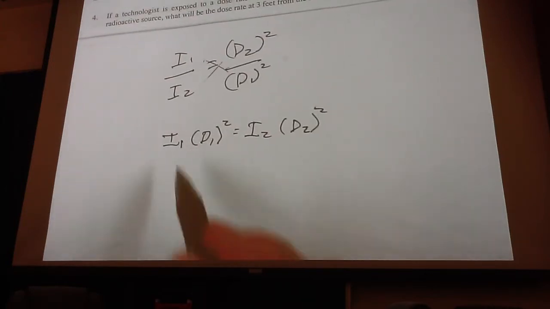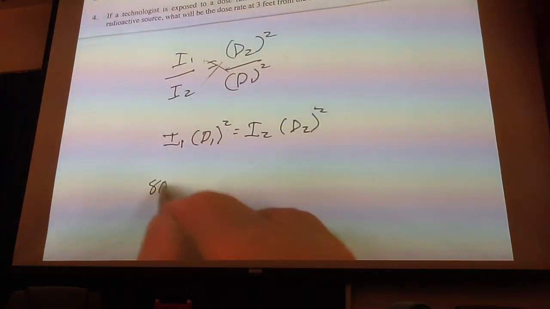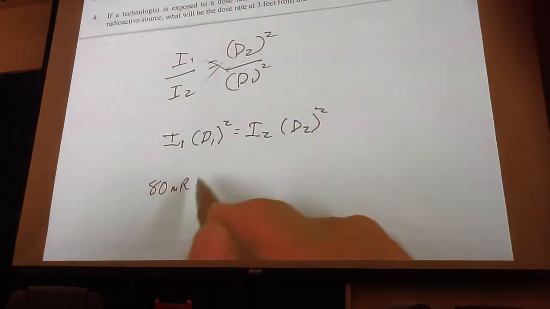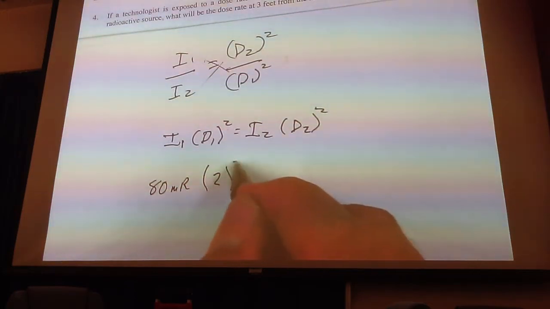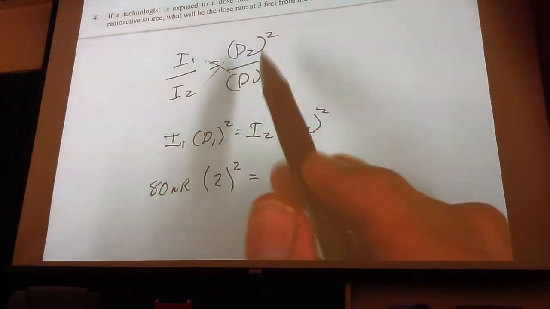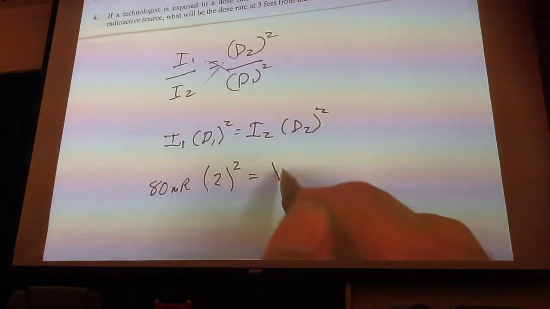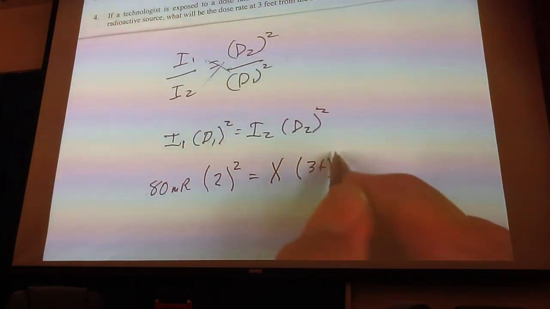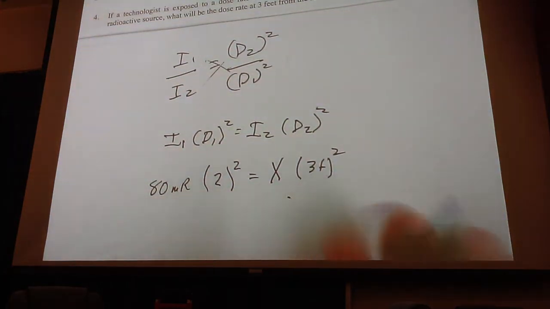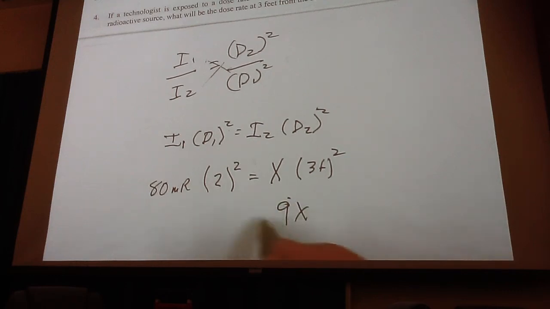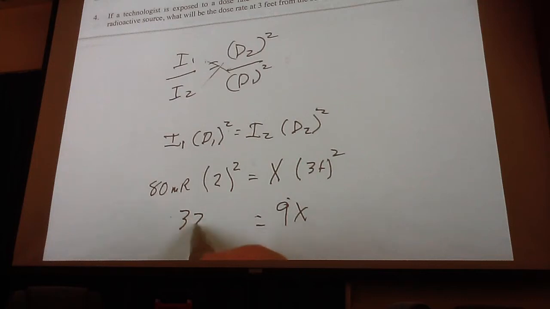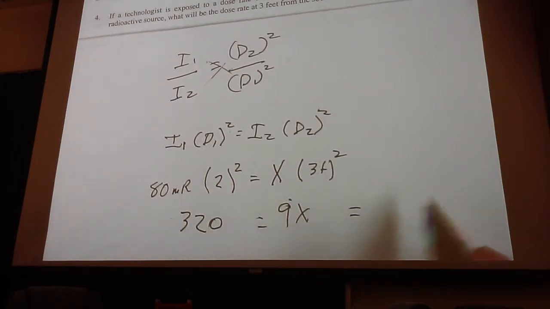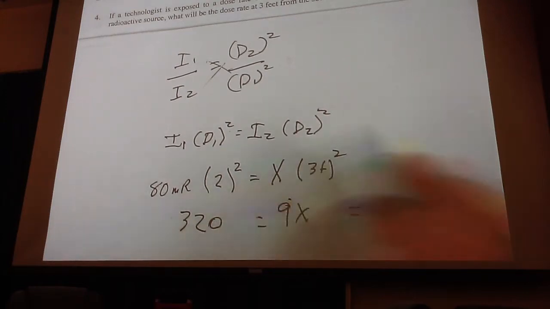But in our example here, the intensity is the 80 mR per hour. The distance is 2 feet, so that's going to be 2 feet squared. And then what will the intensity be at 3 feet? So there's your x. And then you've got 3 feet, so that's 9x. So you've got 9x on one side, equal to 320. 320, yep. So 9 into 320 is going to be roughly 35.55.